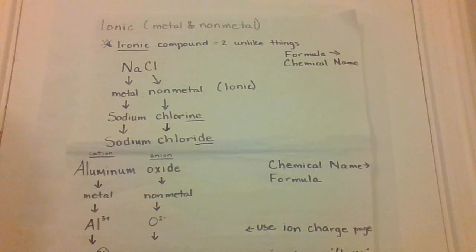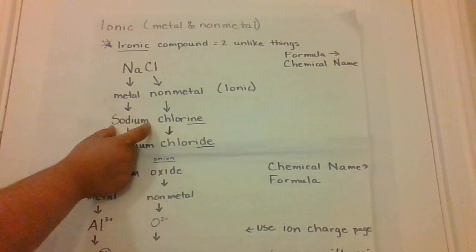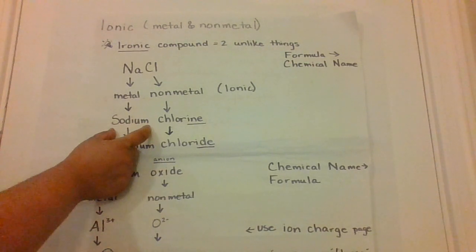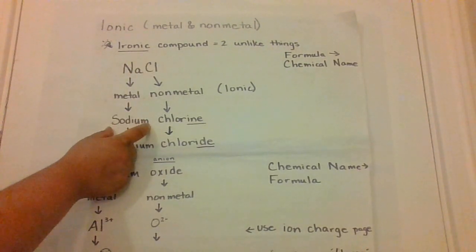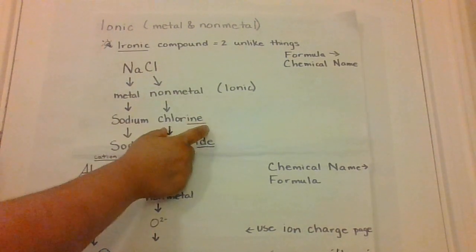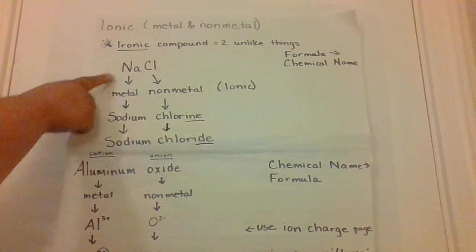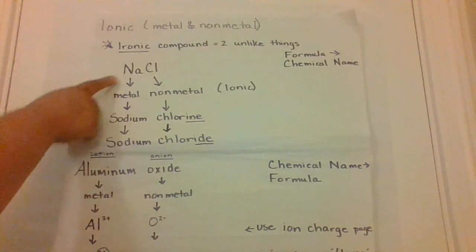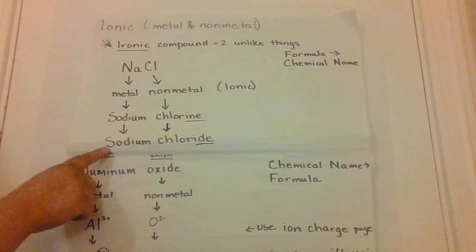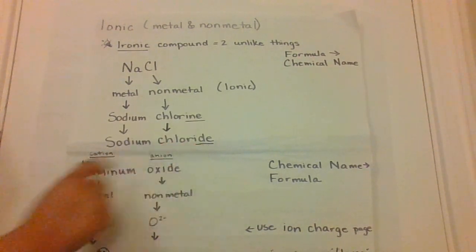If we listen to the rules from before, the first element in the compound is sodium. The second element is chlorine. But we know, according to the rules of naming, the first element stays the same, and we change the ending of our second element from -ine to -ide. So NaCl, from chemical formula to chemical name, the chemical name is sodium chloride.